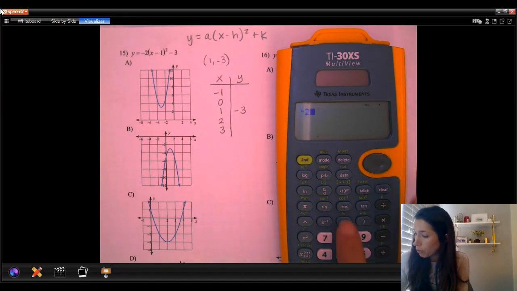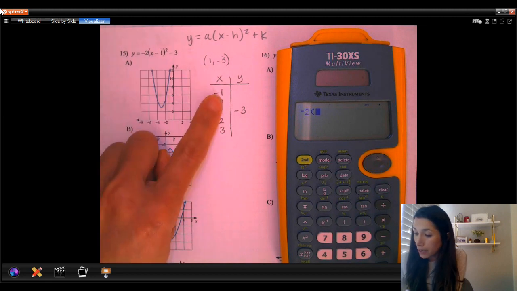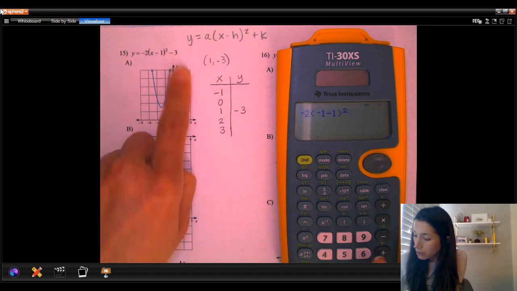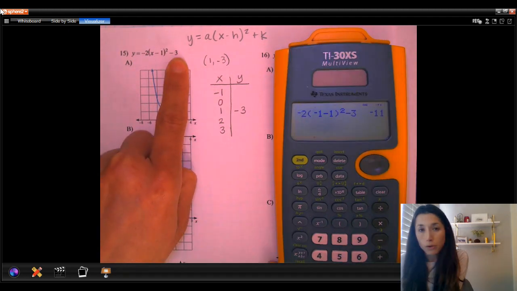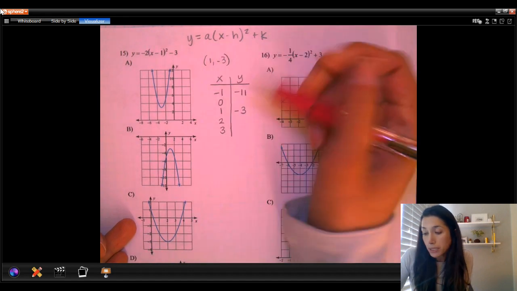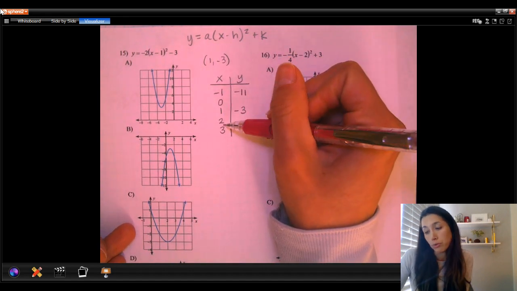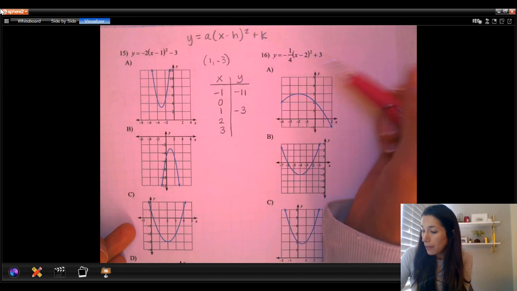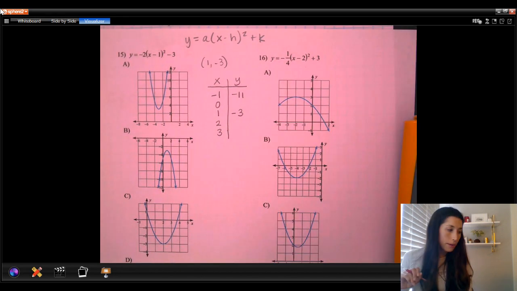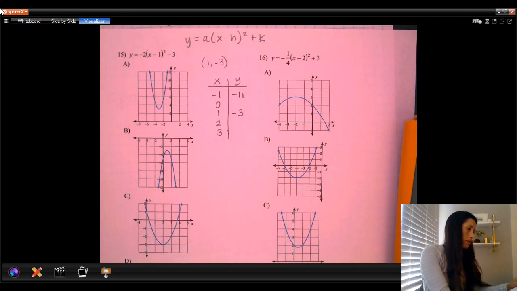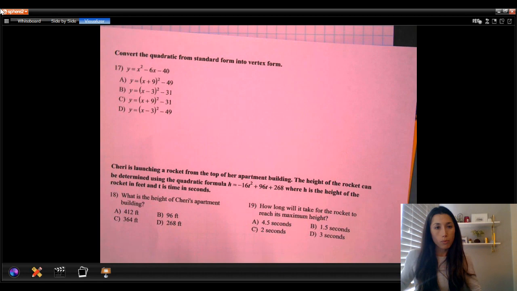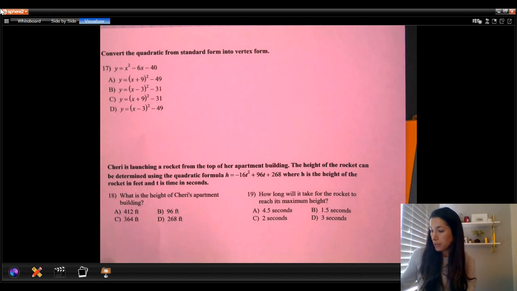So we have -2 parentheses. We're plugging in a -1 minus 1 squared minus 3. So we're going to get -11. You're going to repeat that process by plugging in a 0, a 2, and a 3 as well. And then you're going to do the same thing with question 16. Okay, and then our next question here on the last page, we're converting this into vertex form.